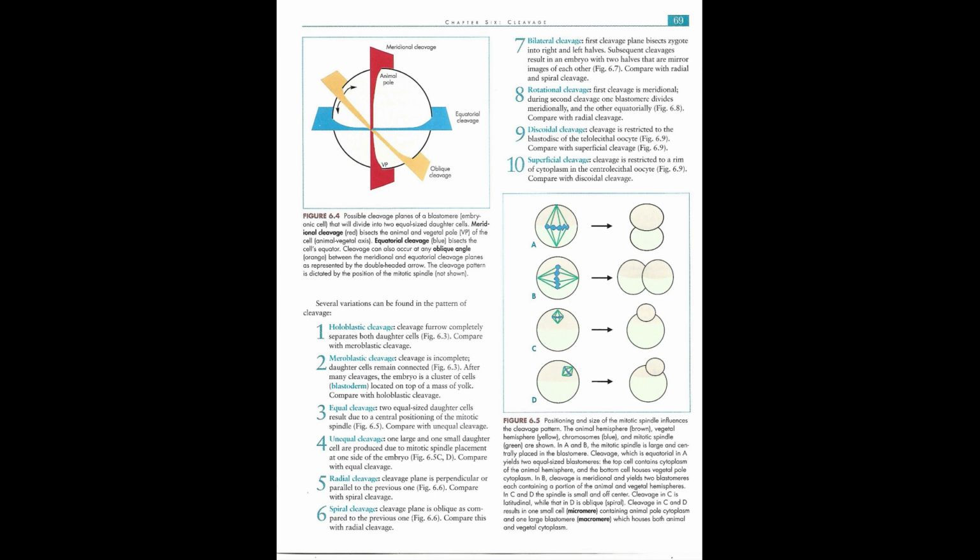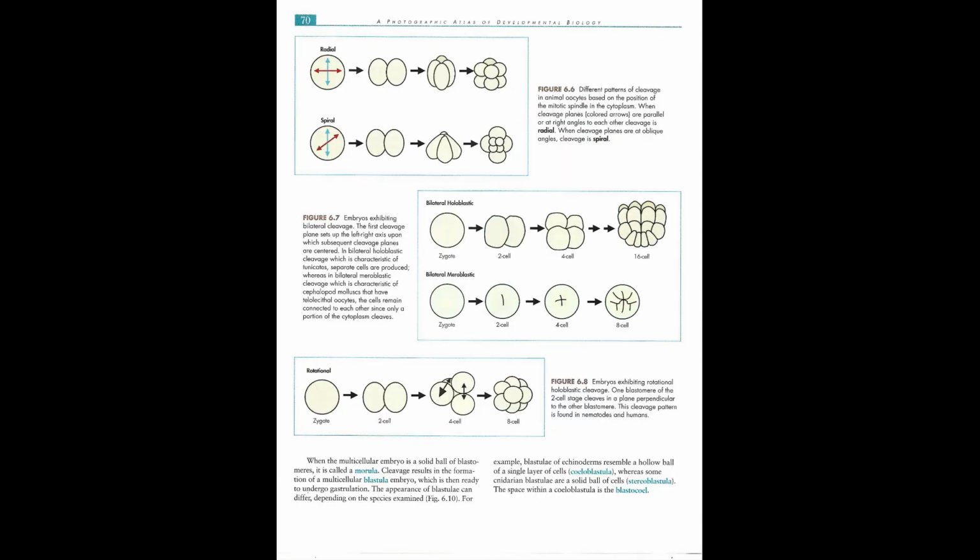Discoidal cleavage: cleavage is restricted to the blastodisc of the telolecithal oocyte, Fig. 6.9. Compare with superficial cleavage, Fig. 6.9. Superficial cleavage: cleavage is restricted to a rim of cytoplasm in the centrolecithal oocyte, Fig. 6.9. Compare with discoidal cleavage. When the multicellular embryo is a solid ball of blastomeres, it is called a morula. Cleavage results in the formation of a multicellular blastula embryo, which is then ready to undergo gastrulation.